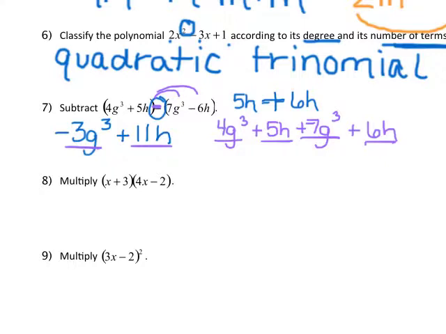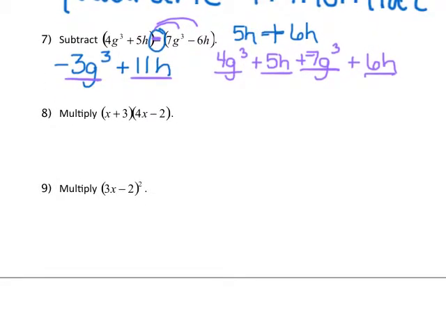The biggest mistake I see with these is a lot of people remember to subtract this first one, but then they end up adding the second term because they forget that this negative sign goes to both of these things. So just be careful with that. Okay, on to number 8. Number 8, when you're multiplying two binomials, we can use the acronym FOIL.